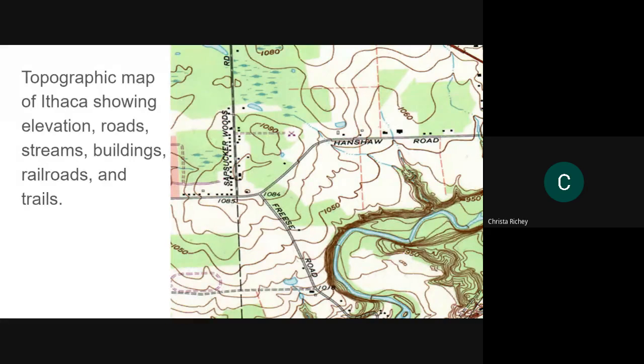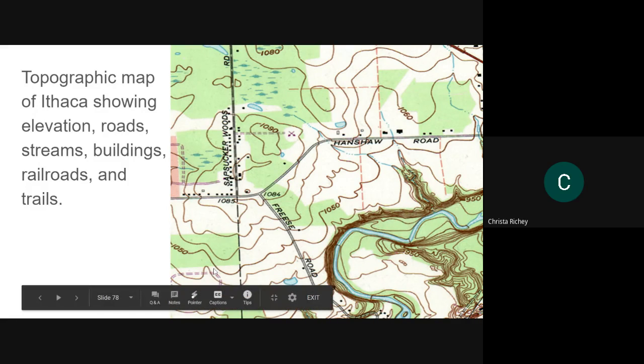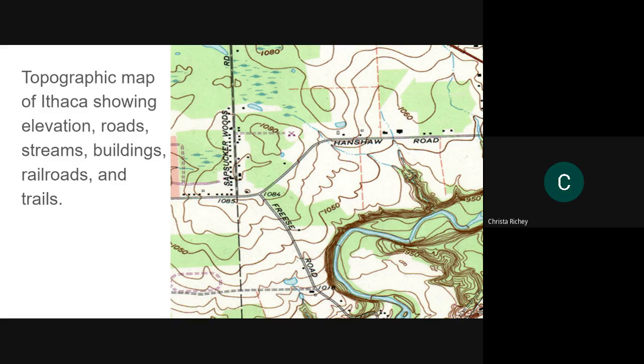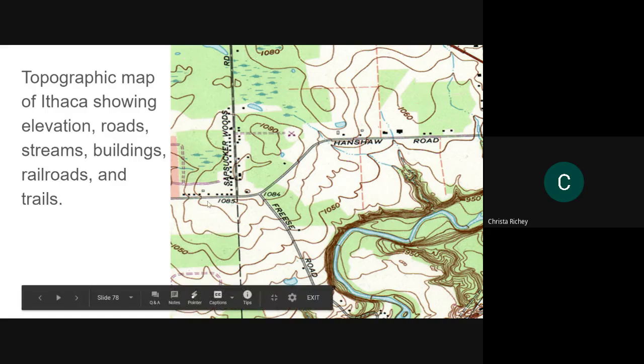Schools have a little flag. Oh, here's a mine. There's a mine right here. I didn't put that on the list. If you have hashed lines, those are normally trails. If it's a line that's got hash marks on it, which I'm not seeing, that would be a railroad. There are all different kinds of things being shown on this.